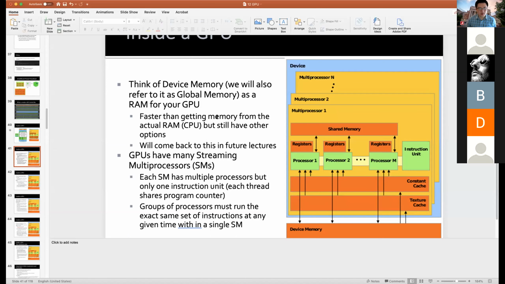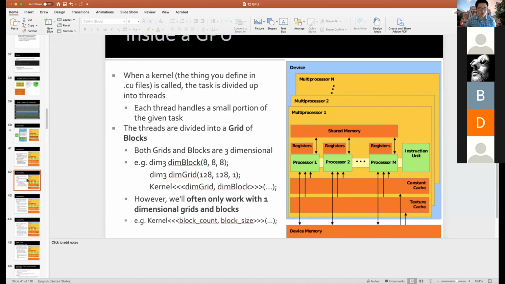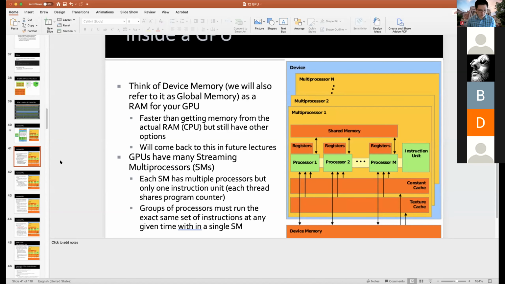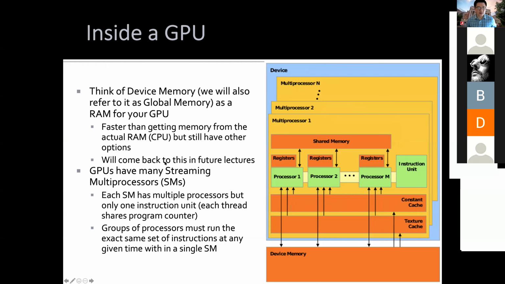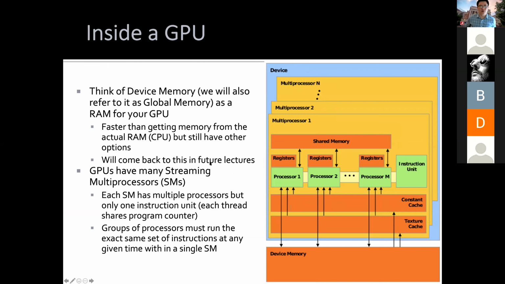Okay. So let's just finish these several slides and we can end it today. And think of the device memory. We also refer to it as global memory, the RAM for the GPU. I just explained that, right? So this device memory is similar to the CPU memory. We usually call it global memory.